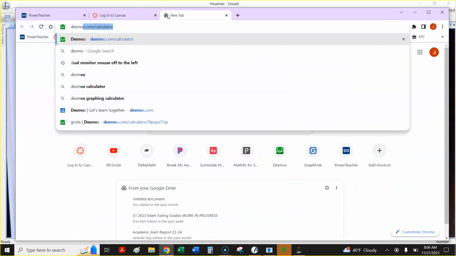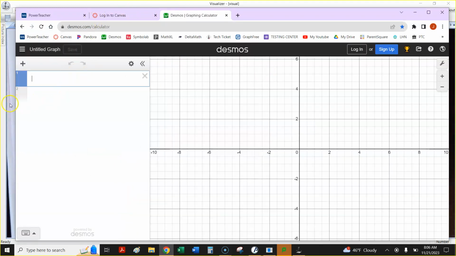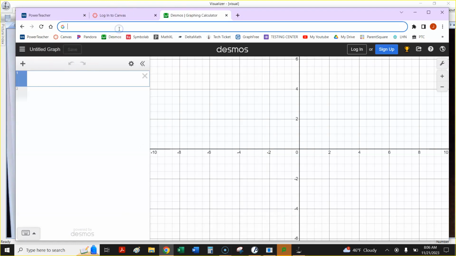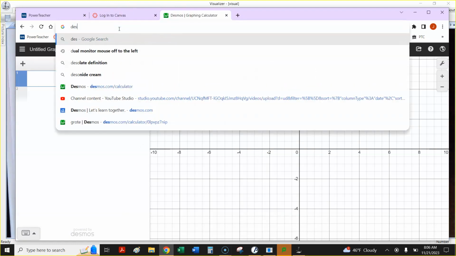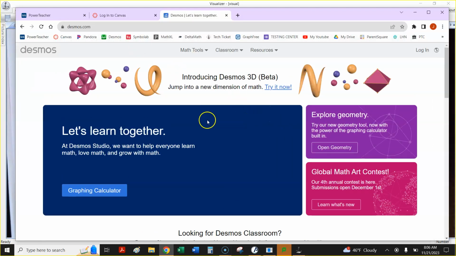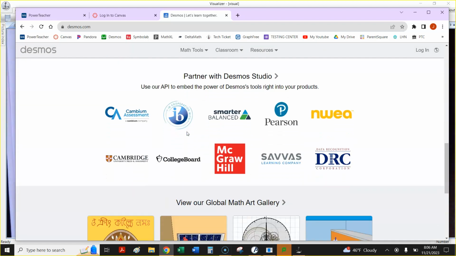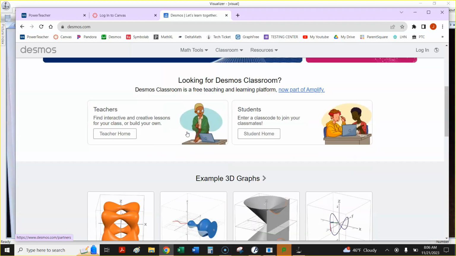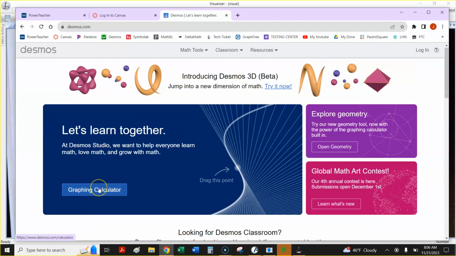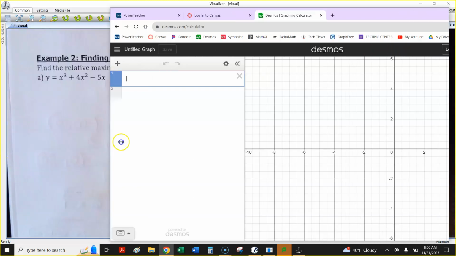So it's just desmos.com if you don't have that bookmarked. If you go to this screen, oh, this looks different than before. They totally changed this. Just click on the graphing calculator if it takes you to that screen. That's what we want to do. I just have the graphing calculator bookmarked on mine.